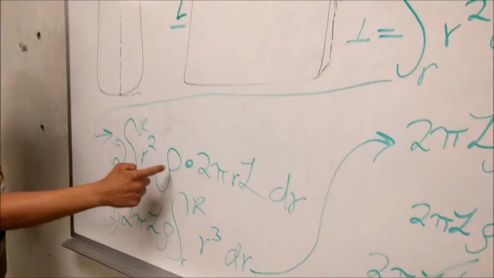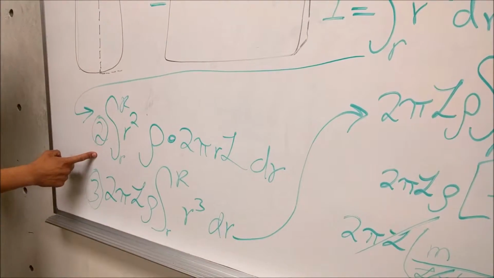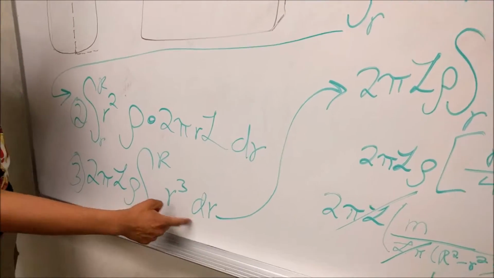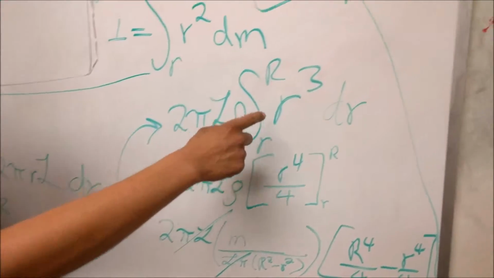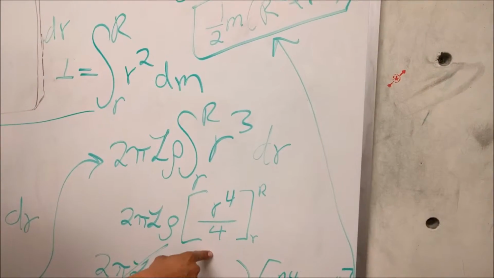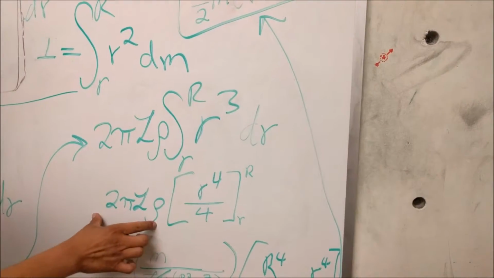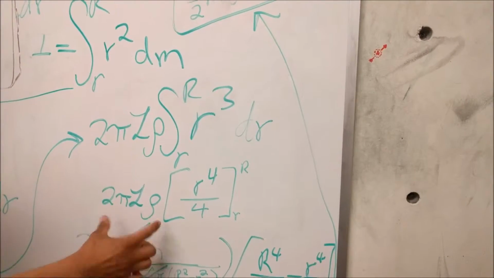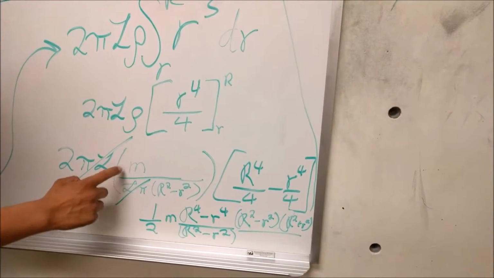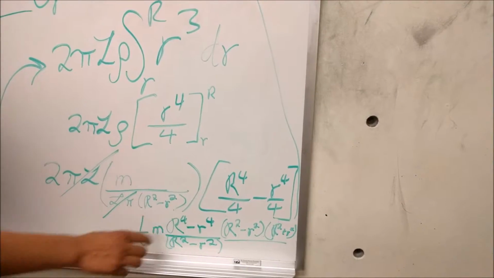to r squared times rho times 2 pi r L, which will bring out of the integral with just r cubed dr. Jump back here, we'll integrate r to the 4th over 4, evaluated from the bigger radius to the smaller radius, with the constant outside. Then we're going to expand rho into mass over length times pi over the difference in the radius.